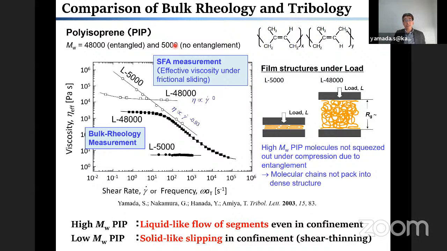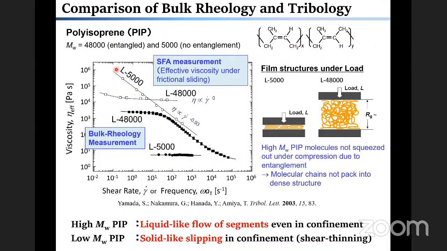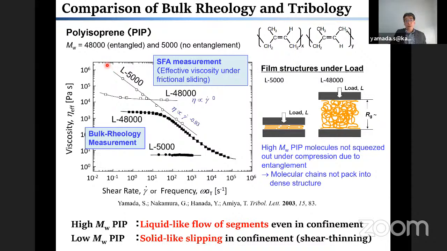This low molecular weight sample exhibited no chain entanglement effect, and the 48,000 sample exhibited extensive entanglement. Then these two materials show very different sliding behavior in confinement. As you can see, the low molecular weight sample apparently shows shear thinning with a slope of almost -1. And for the 48,000 film, almost constant viscosity like a Newtonian liquid is observed.